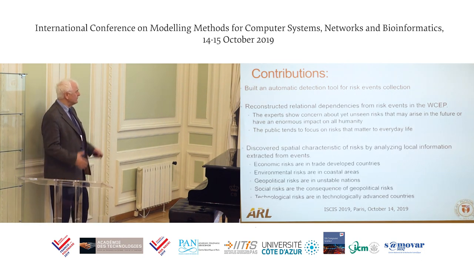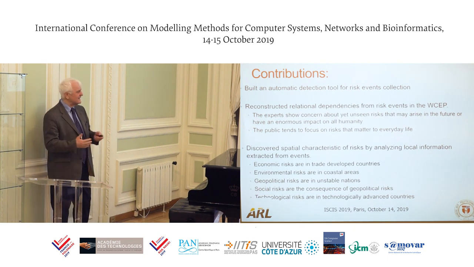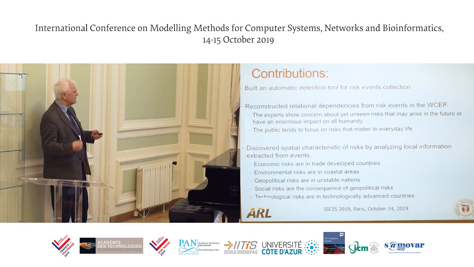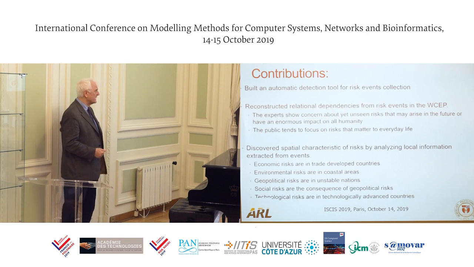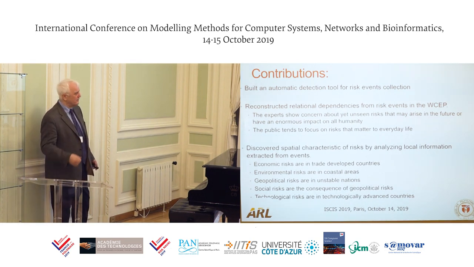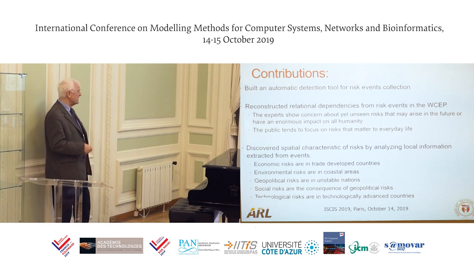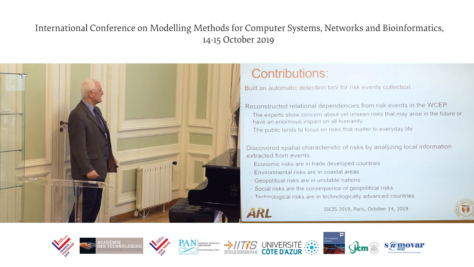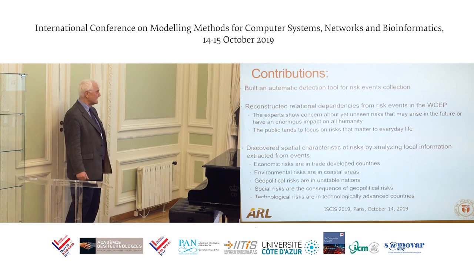We've also found that spatial characteristics arise when we gather the information and just map them. So this visualization of data, showing additional information where they are located, clearly shows on the map of the world certain concentration points, places where things are tense. And then economic risks are in trade, developed countries, and also providers of resources. Environmental risks are in coastal areas, geopolitical risks are in stable nations, social risks are a consequence of geopolitical risk, and technological risks are in technologically advanced countries.